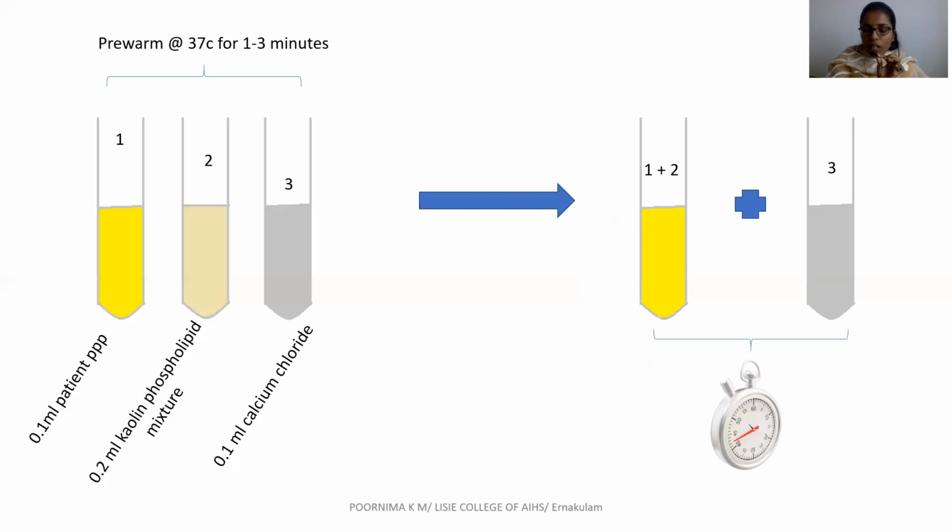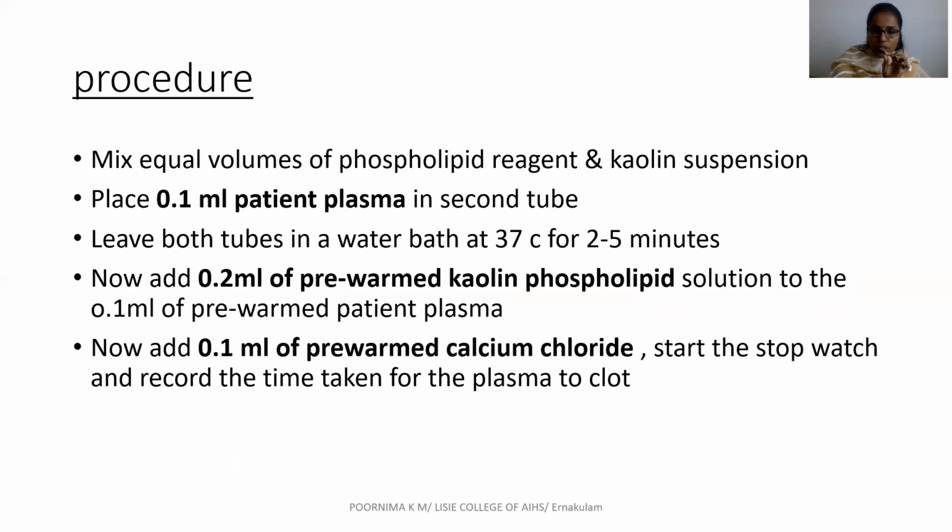Okay. So this is the procedure. Mix equal volumes of phospholipid reagent and kaolin suspension. Place 0.1 ml of patient plasma in the second tube. Leave both tubes in a water bath at 37 degrees Celsius for 2 to 5 minutes. Add 0.2 ml of pre-warmed kaolin phospholipid solution to 0.1 ml of pre-warmed patient plasma. Then add 0.1 ml of pre-warmed calcium chloride. Start the stopwatch and record the time taken for the plasma to clot.